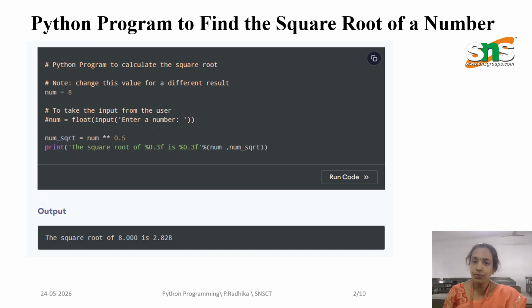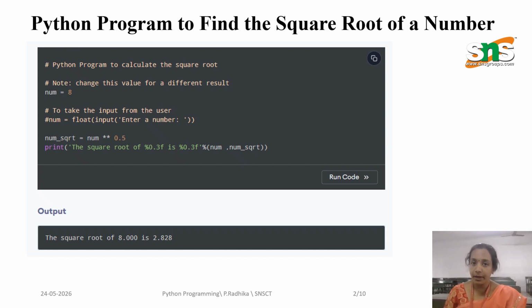So num is equal to float of input. Directly if I give input of enter a number, that is also right. But here I'm telling that there are chances that you may get a float value also. In that case, you get the value float of input of enter a number. So I'm closing the two brackets because two functions are used. Two brackets I have opened, so two brackets I have to close.